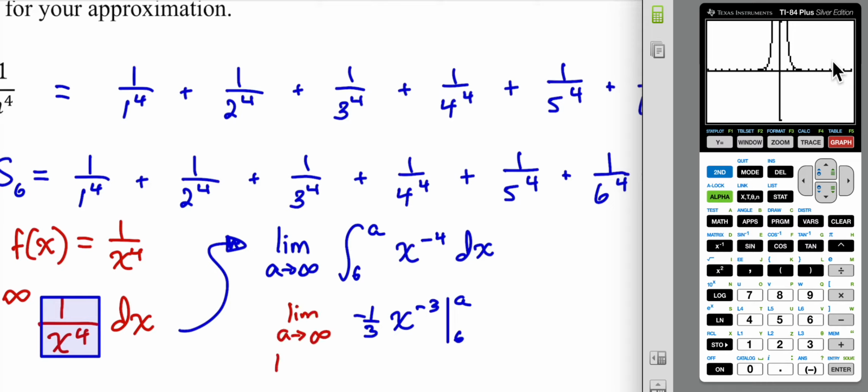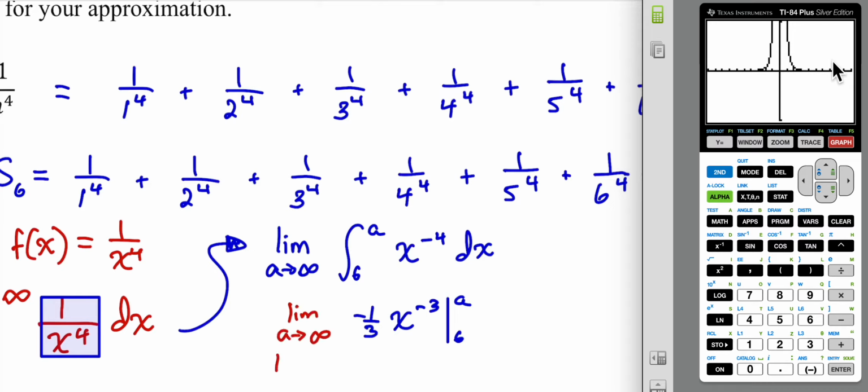So the limit as a approaches infinity of negative 1 third a to the negative third minus a negative, so plus, 1 third 6 to the negative third. All right, I'm going to clean it up. The cleaning part is not going to be too substantial, but it's still something. I'm just going to resize a little bit first.